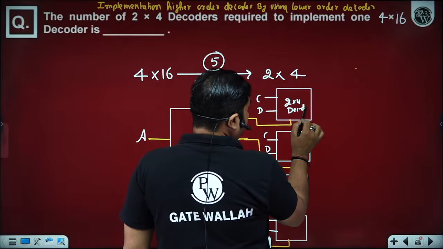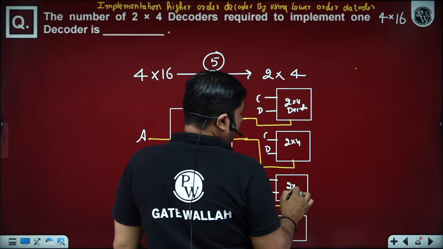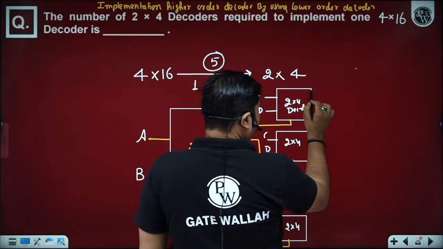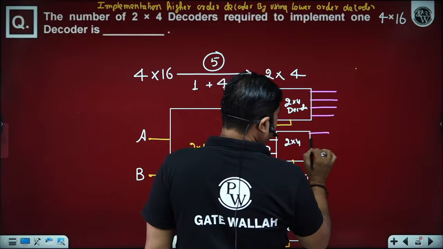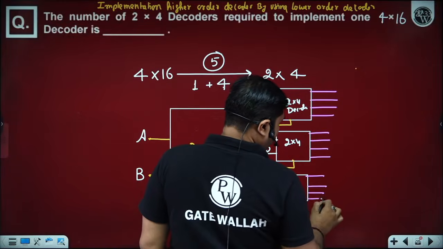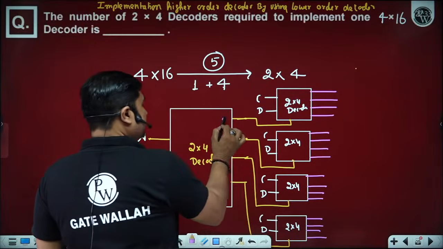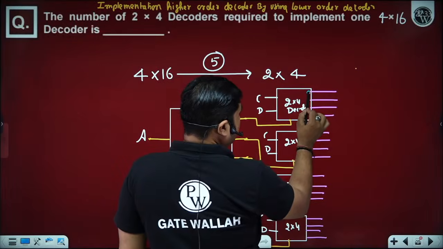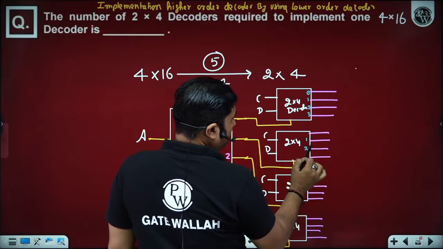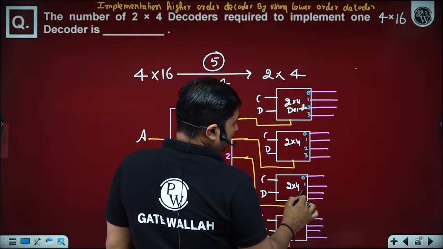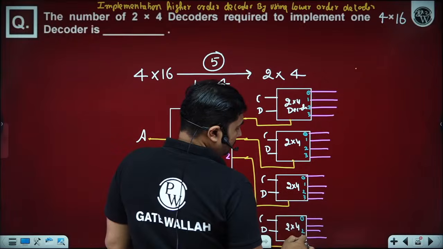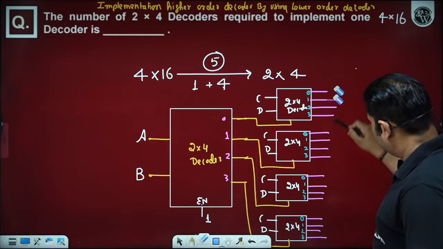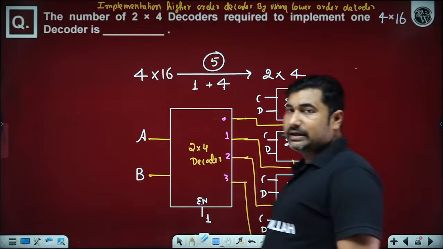This is also a 2x4 decoder, 2x4 decoder, 2x4 decoder. So it means each will have 4 output lines, 1, 2, 3, 4. Here I am representing 0, 1, 2, 3, that indicates the output lines. Again here also I am indicating 0, 1, 2, 3 for each decoder. Okay beta ji, please let me know by writing in the comment section, beta ji.